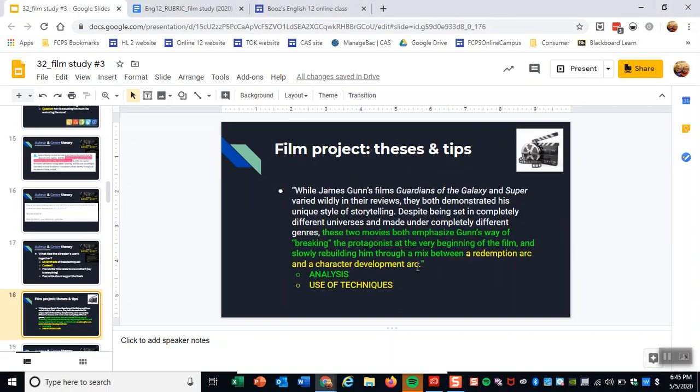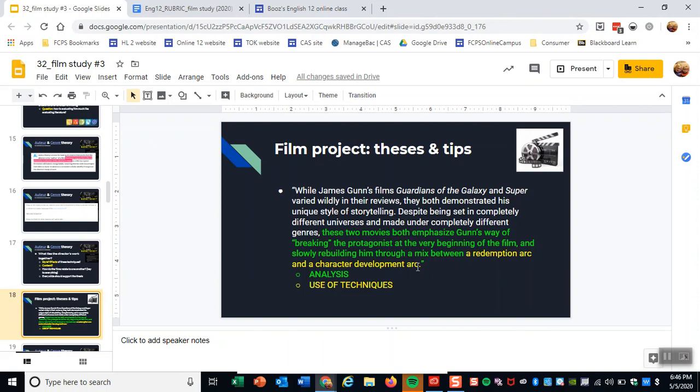So here's an example from, again, a student from last year. While James Gunn's films Guardians of the Galaxy and Super varied widely in their reviews, they both demonstrated his unique style of storytelling. Despite being set in completely different universes and made under completely different genres, these 2 movies both emphasized Gunn's way of breaking the protagonist at the very beginning of the film and slowly rebuilding him through a mixture between a redemption arc and a character development arc. That's from one of your Fairfax County peers last year.